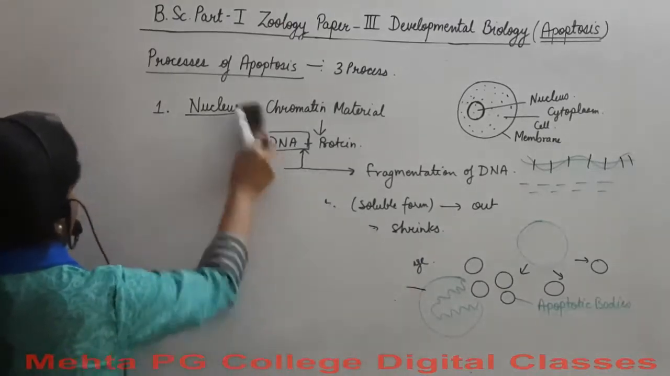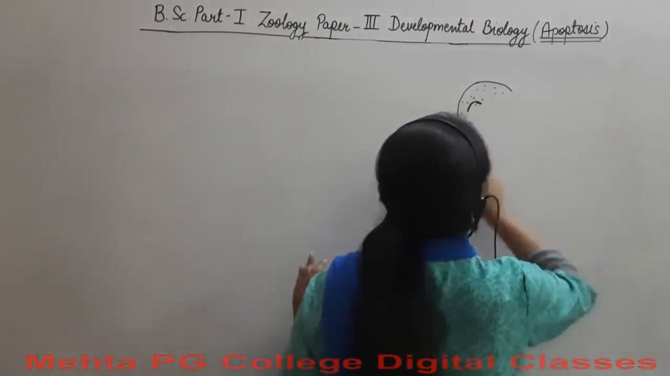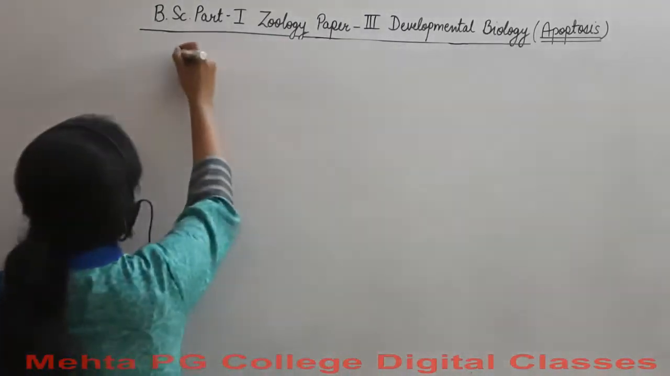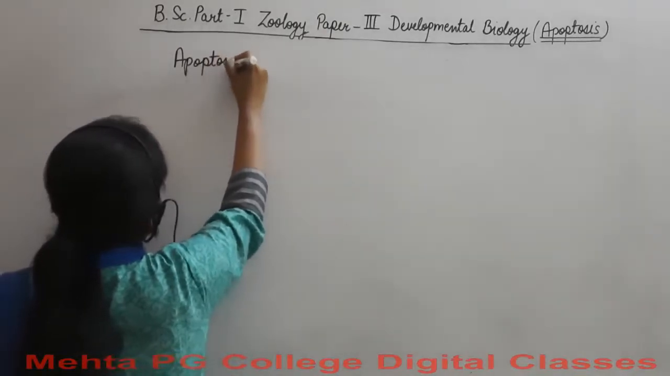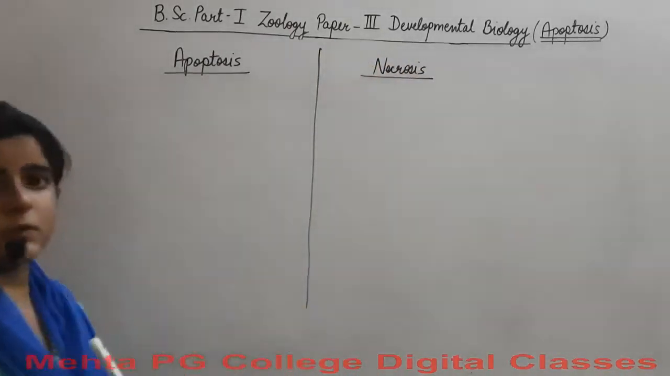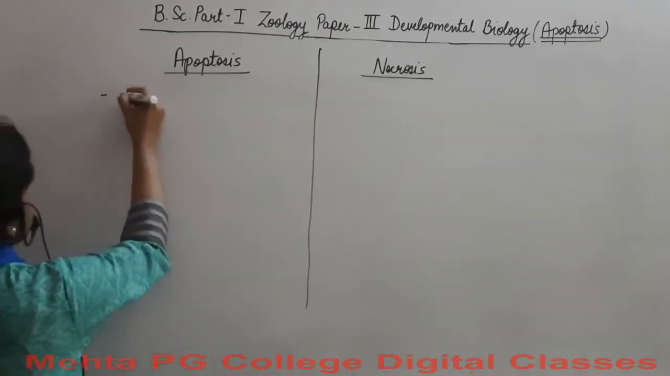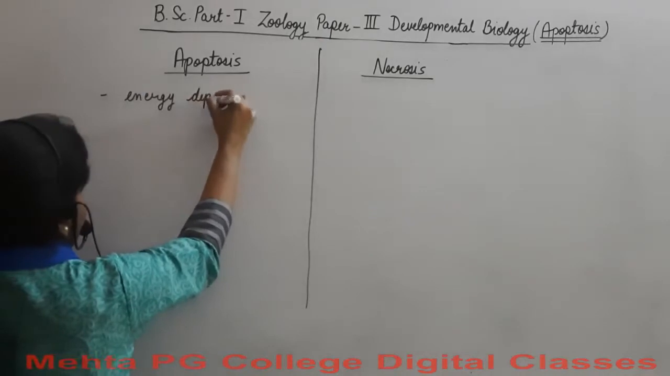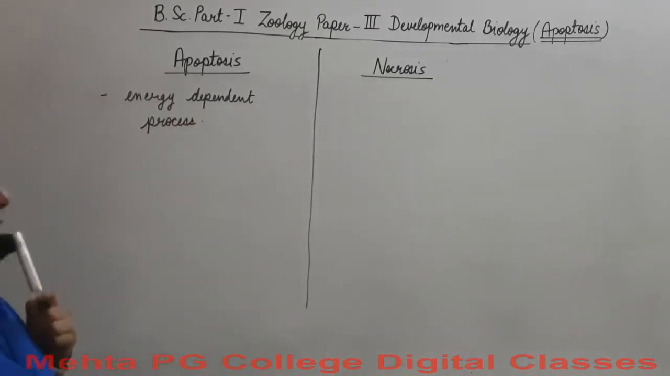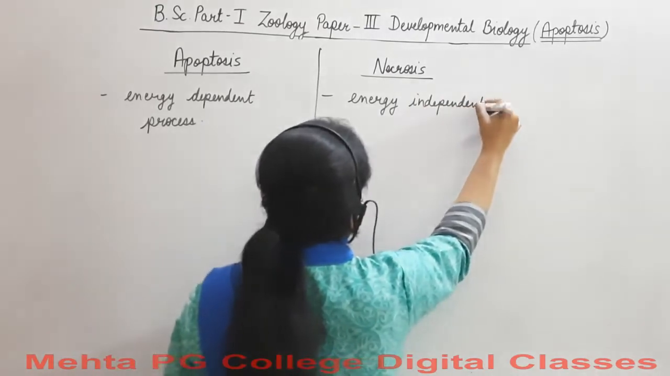Now, we can say that there are two processes of cell death. One is apoptosis and the other one is necrosis. Right? So we consider what is the difference between the two processes. When we discuss the differences, we can say that apoptosis is an energy dependent process. Right? We all know it is an energy dependent process. But when we discuss necrosis, it is a kind of energy independent process. Alright?